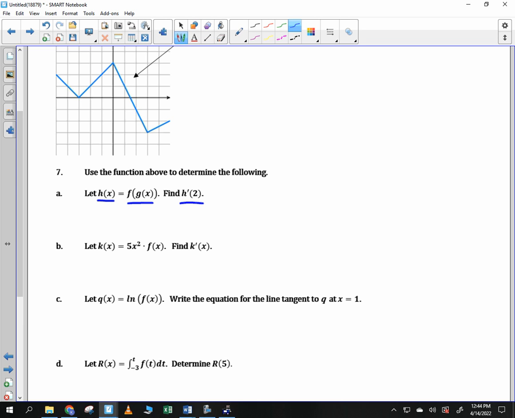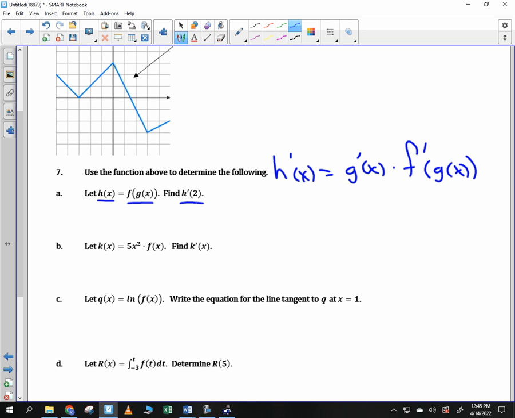What are you going to do? Derivative of h. Yep, that's what we want. Chain rule, very good. And the chain rule says, we have h prime of x is equal to, since this is a composition function, the derivative of the inside, which is g prime, times the derivative of the outside, which is f prime, times the inside left alone.